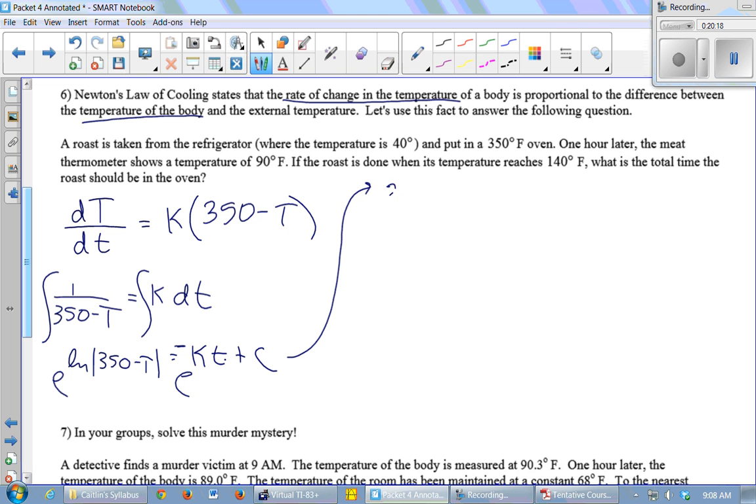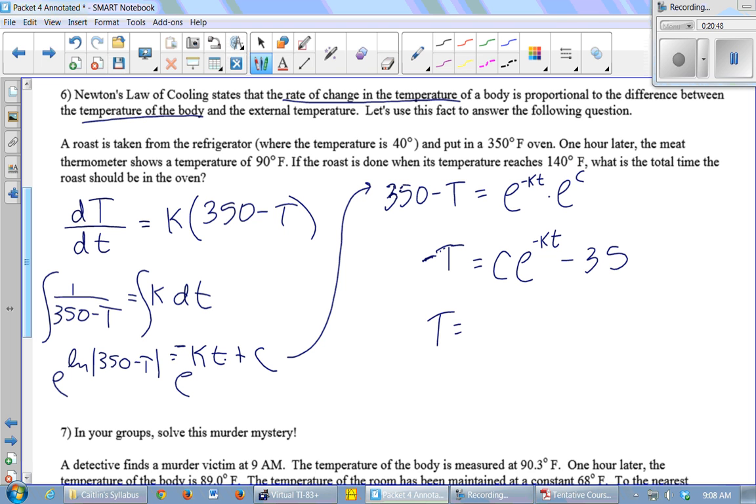Okay, so we get 350 minus t equals e to the negative kt times e to the c. And e to the c is just another arbitrary constant, so I have c e to the negative kt. I'm going to subtract 350 from both sides, and that's negative t. So t is 350 minus c e to the negative kt.